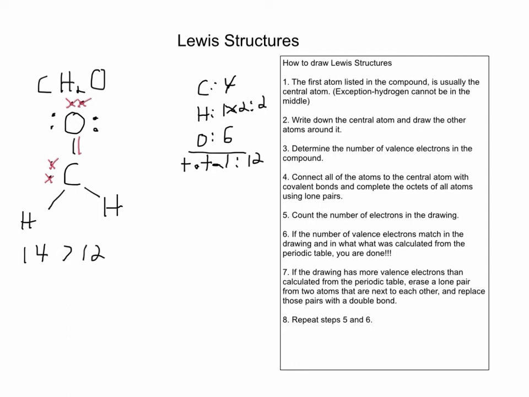So now step 5 is I count the number of electrons in my drawing. I have 2, 4, 6, 8 in bonds, 9, 10, 11, 12, including the lone pair electrons. So I have 12 in my drawing, and that equals the 12 that I counted from the periodic table, and I am done. If for some reason this number was still too big, then I would do number 7 again, and I would continue until my two numbers were equal.